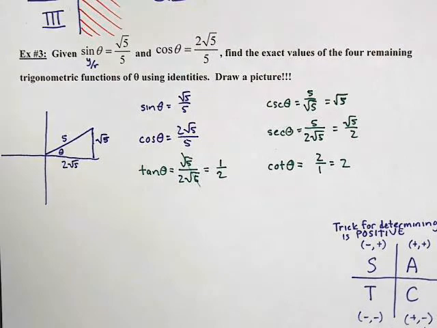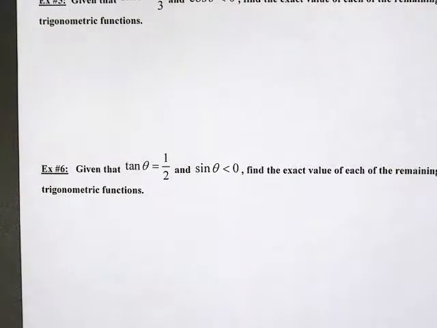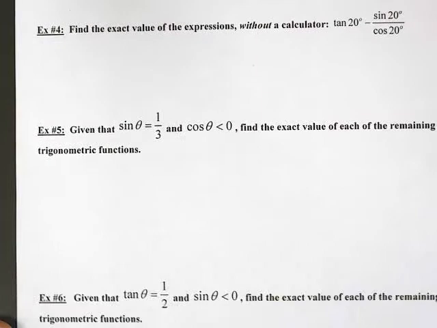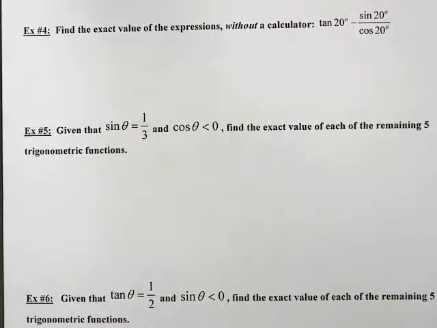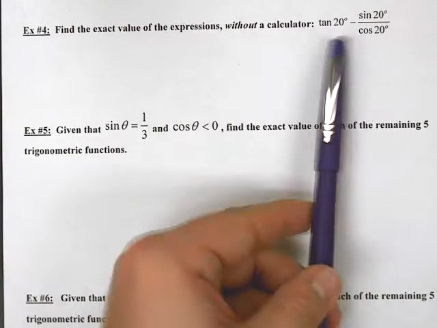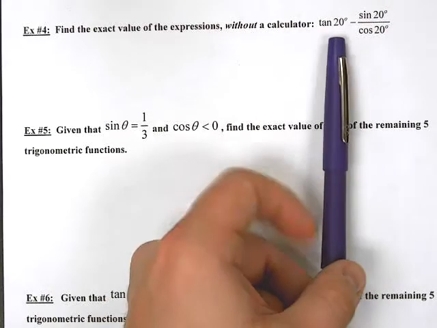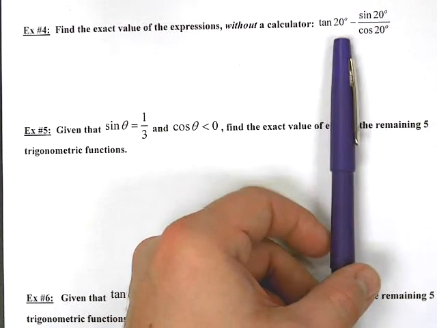Let's move to the next page. All right, up at the top here. Oh, we have a nice easy problem here. Find the exact value of the expressions without a calculator. Tan 20 minus sine 20 over cosine 20. This is interesting. I don't know my 20-degree angles, right? We know 30s, 45s, 60s, 90s, etc.